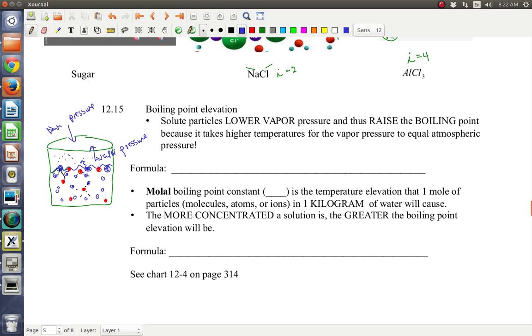So what does that mean? That means the more pieces these molecules break into, the more spots they'll fill. So I could have some sodium chloride or some aluminum chloride. The more spots they fill, the lower the vapor pressure will be, the harder it will be to boil it, and the higher the temperature has to get before it boils. So when there's a high boiling point, it means that the vapor pressure was lowered at the regular boiling point. Okay?